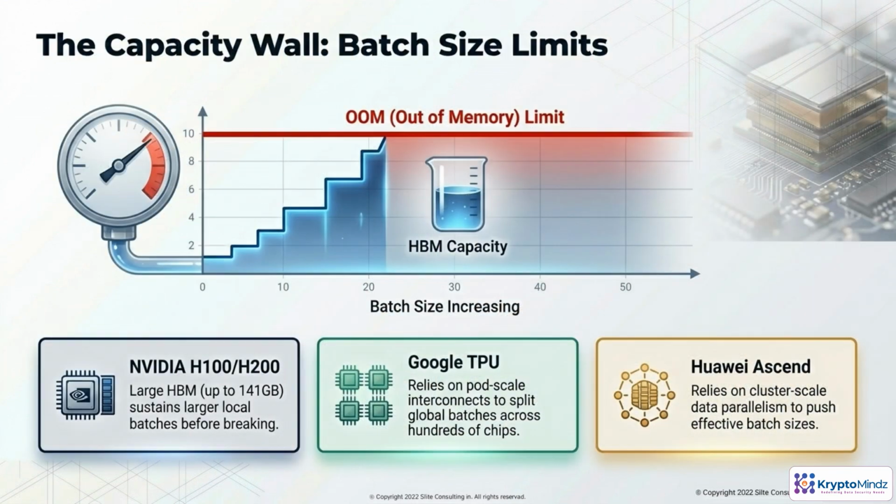Batch size is where hardware really shows its personality. As you grow the batch, memory fills in a step-like way until you suddenly hit out of memory. H100 and H200 give you the tallest wall per device thanks to huge HBM, so you can keep increasing local batch before you break. TPUs attack the problem differently, spreading a large global batch across many chips in a pod. Ascend leans on sizable clusters as well, scaling out data parallelism to mimic very large batches.